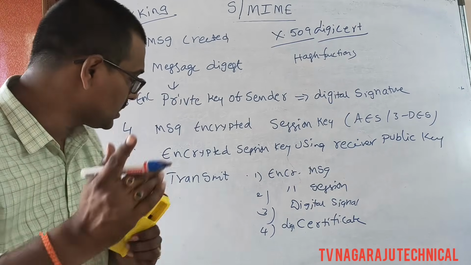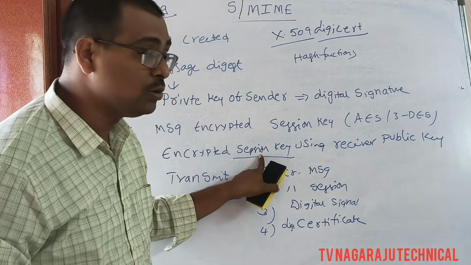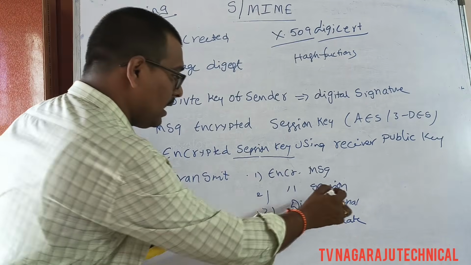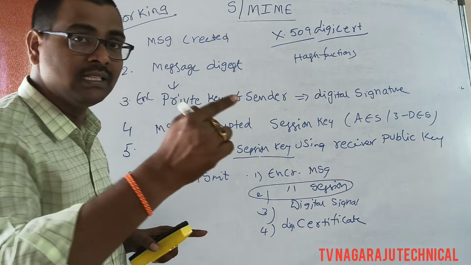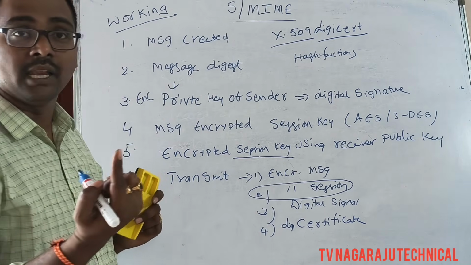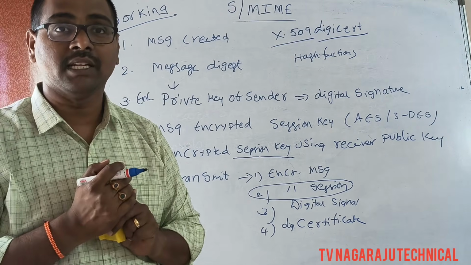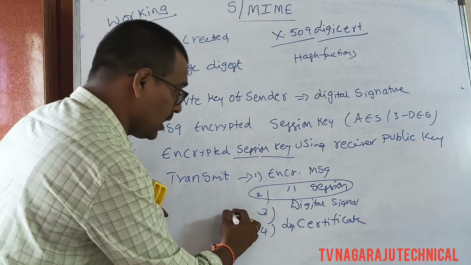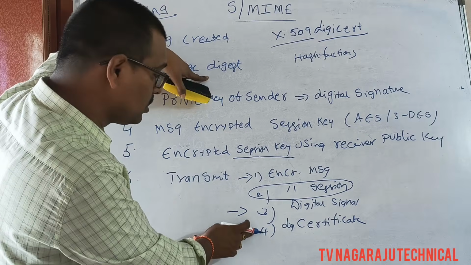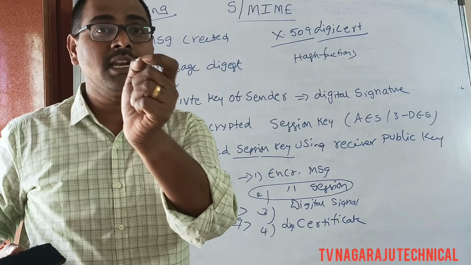What happens at the receiver side? First, at the receiver side, the session key is decrypted by using his private key, because it was encrypted using the receiver public key. Once we know the session key, obviously the message is decrypted. Once the message is decrypted, next we need to verify the digital signature. Apply the same hash function, whichever hash function you are using, generate the message digest, and check that the message is not modified.